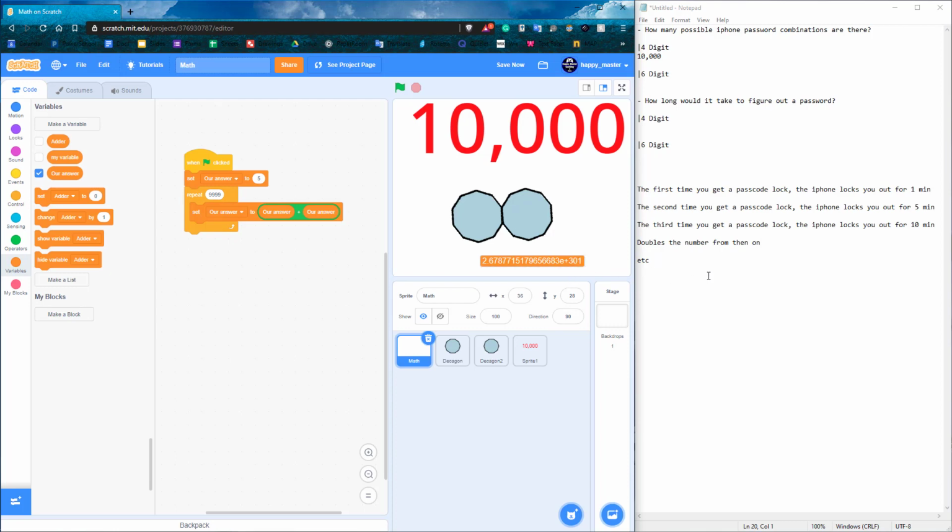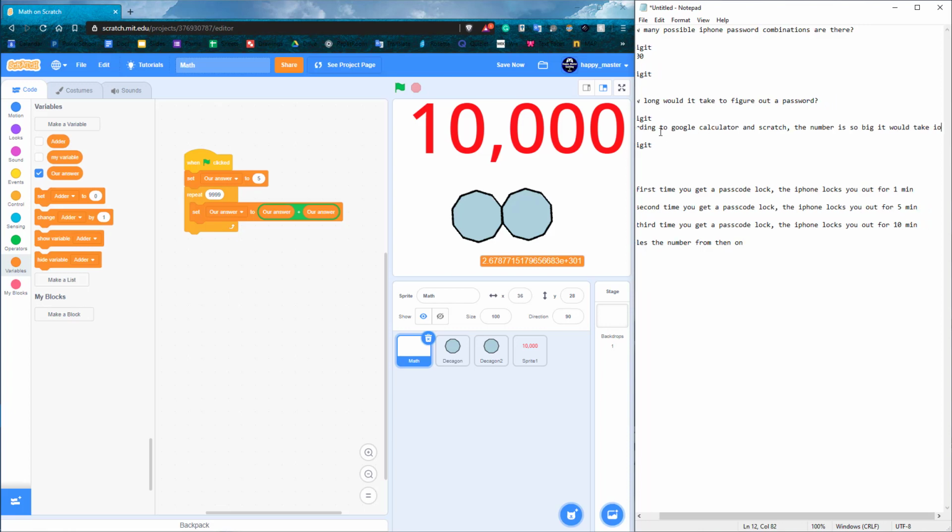How long does it take to figure out a 4-digit password? According to Google calculator and Scratch, because yes, I did test that on Google calculator earlier, the number is so big it would take infinity.